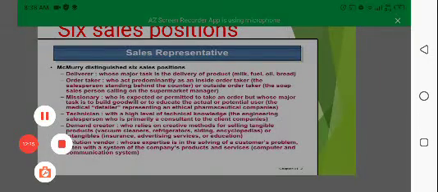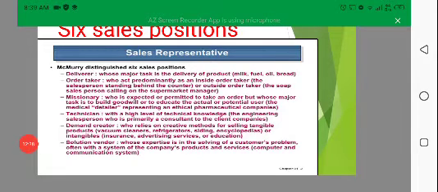So there are 6 types of sales position available in the market. Delivery: these are the people who supply the goods. Order getter or order taker: they are the people who go into the market and collect the orders.